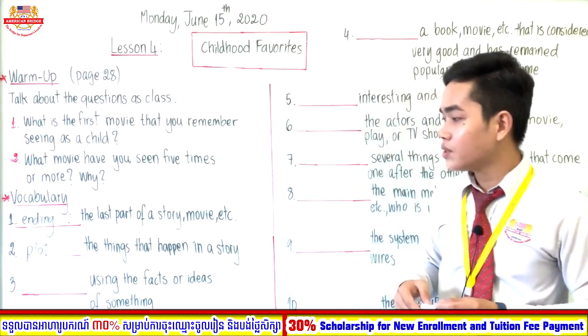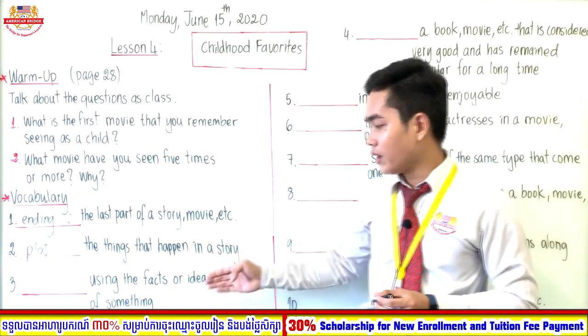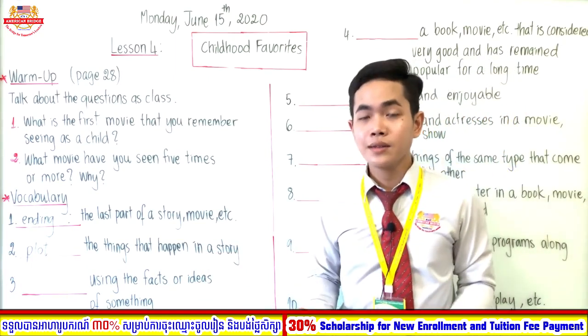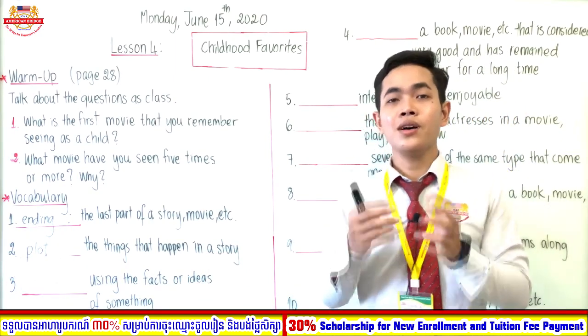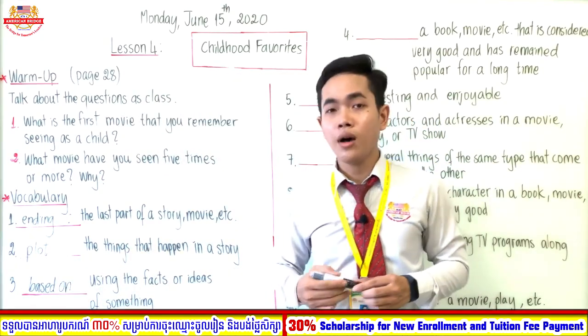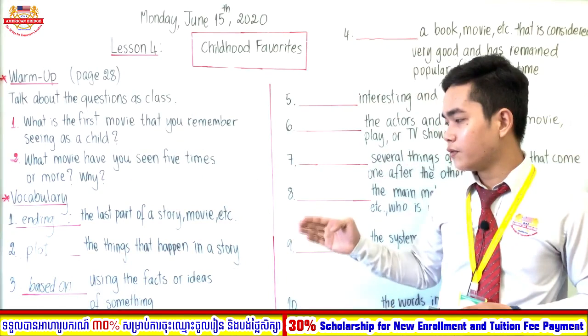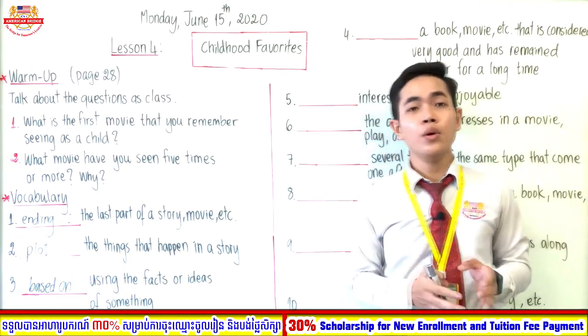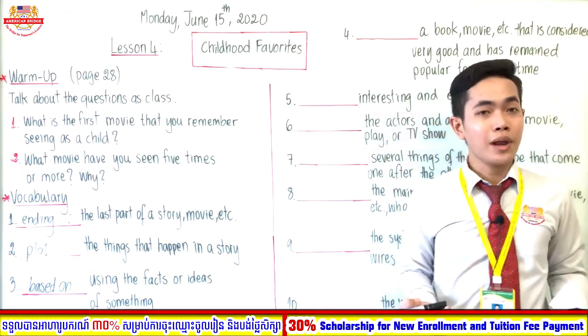Now let's move on to number three, using the facts or ideas of something. It is the word based on. Very good. Yeah, so the word based on means using the facts or ideas of something. Usually this is about movies as well, right? Let's see our example.